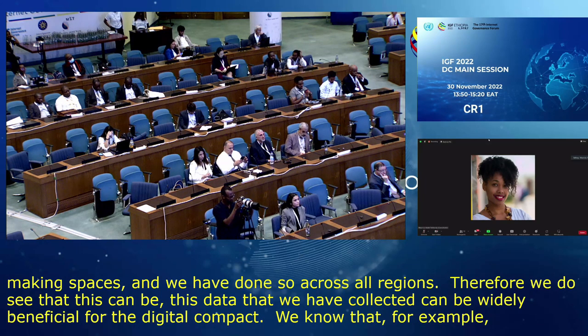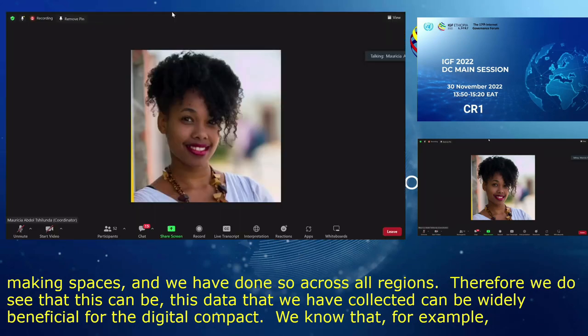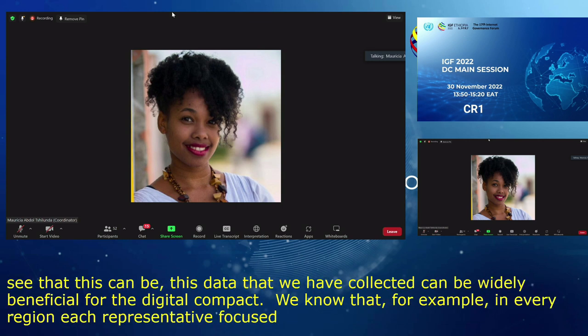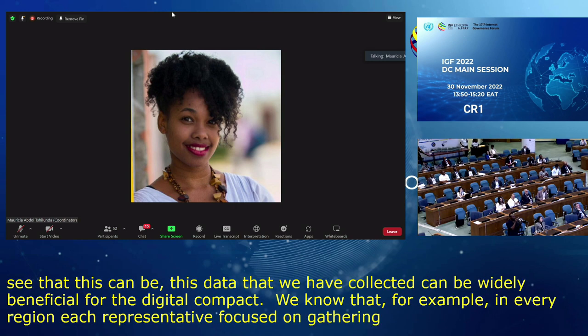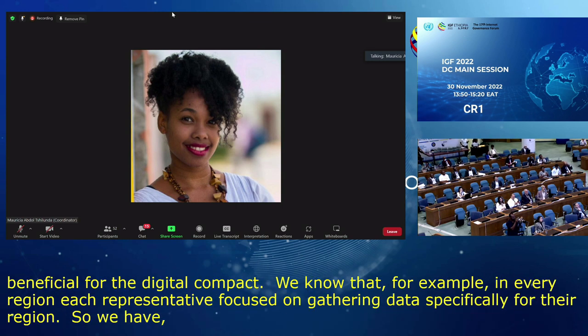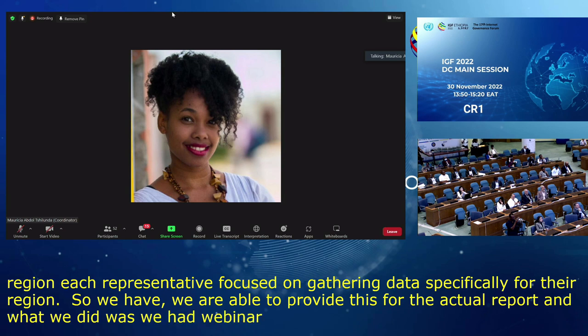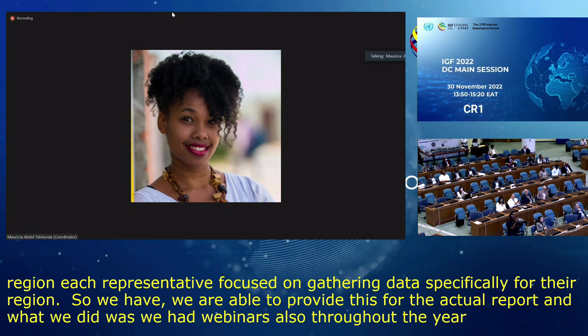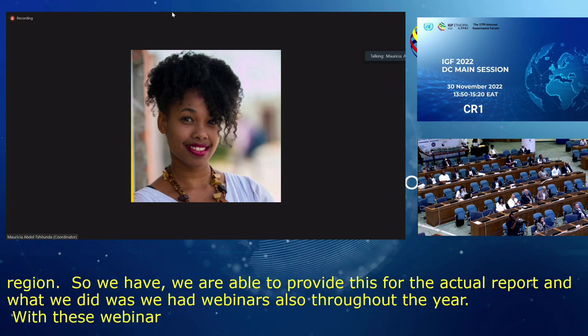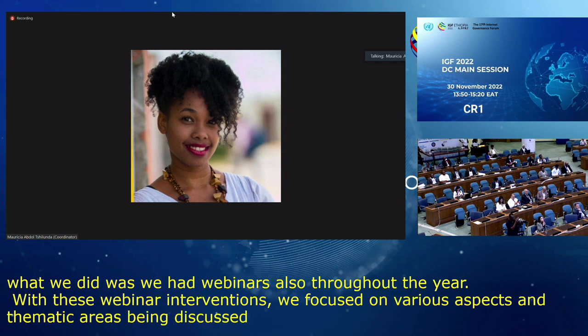We know that, for example, in every region, each YC representative focused on gathering data specifically for their region. And so we are able to provide this for the actual report. And what we did was we had webinars also throughout the year. With these webinar interventions, we focused on various aspects and also all the thematic areas now being discussed here at the Internet Governance Forum.